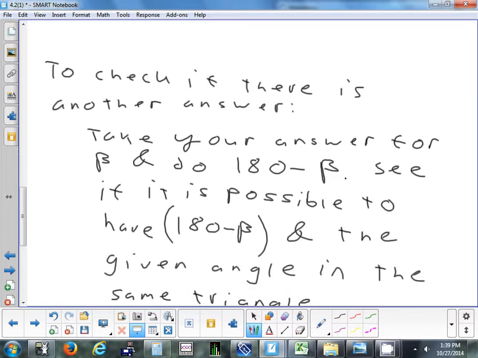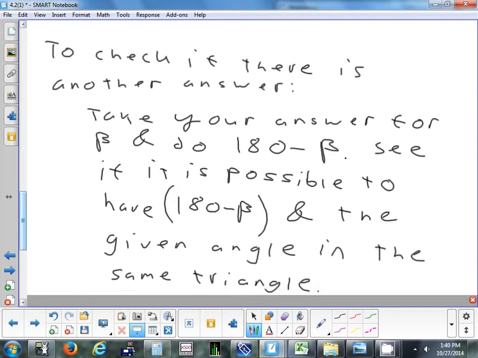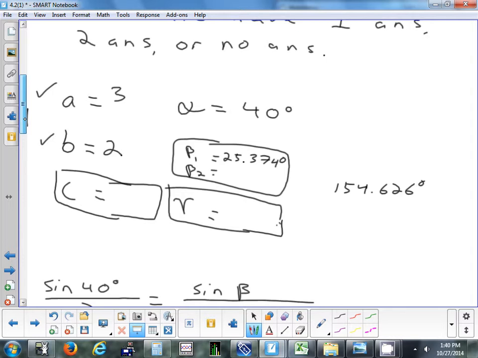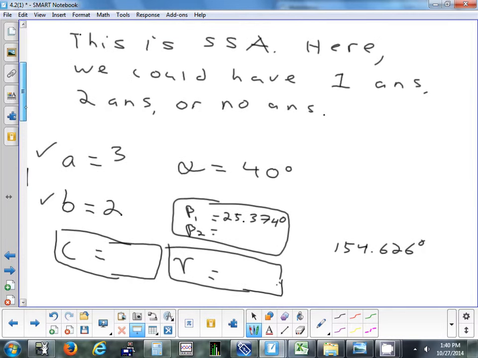We have to see if it's possible to take the angle that we just got, that 154, and the original angle they gave me in the problem that I know is correct, and see if they would fit in the same triangle. What was the given angle in this problem? 40. We were given a 40. Is it possible to fit a 40 and a 154 in the same triangle?